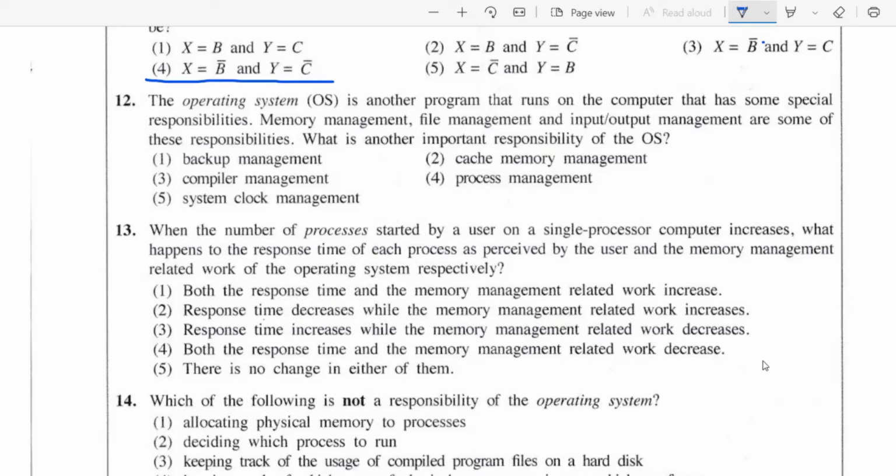Number two, cache memory management. Cache memory is installed into the CPU, so normally the operating system is not involved with cache memory management, right? The processor is the one which manages the cache memory. Number three, compiler management.